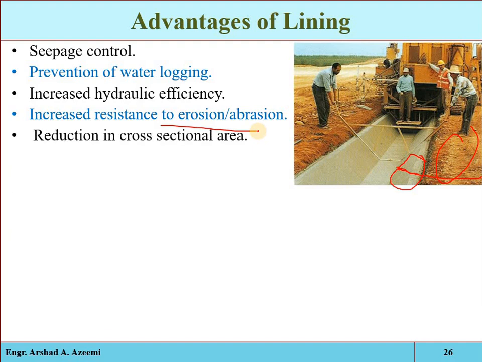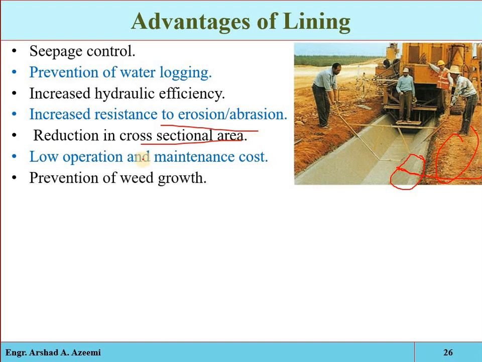Reduction in cross-sectional area: as we have already discussed, the velocity in a lined canal is almost 2 times greater than the velocity in an unlined canal. So if we can increase the velocity in the lined canal, then the cross-sectional area will be decreased, which means the construction cost will be reduced. Low operation and maintenance cost: for a lined canal not too much maintenance and operation is required because the structure is already properly constructed.